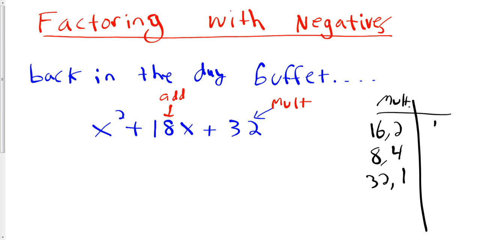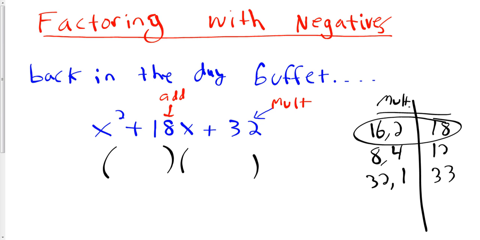Okay. Well, the thing is, this adds to 18. This adds to 12. This adds to 33. So clearly we want 16 and 2. And we go like this and we say it's x plus 2, x plus 16 in either order. Are there questions about that part? Okay. So let's say we understand this, and we understand it needs to multiply to the last number, it needs to add to the middle number.